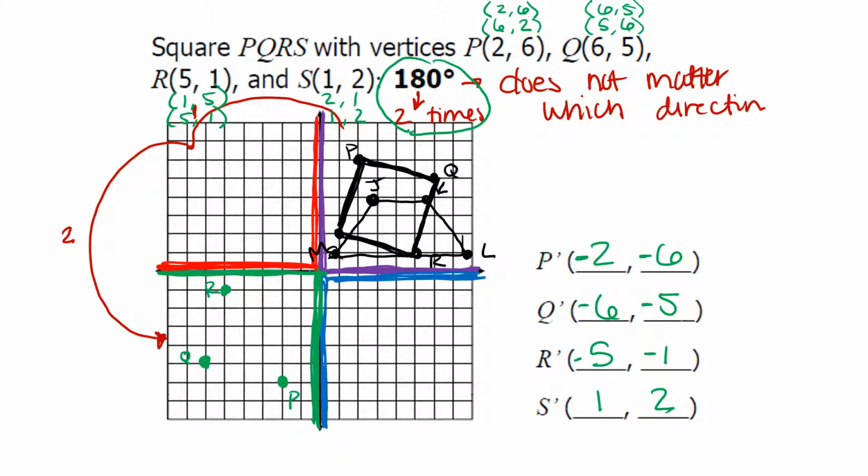For point S, I need to go left 1, so that's negative. And we need to go down 2, so that's also going to be negative. We end up with the same square, but turned on its side the opposite direction.